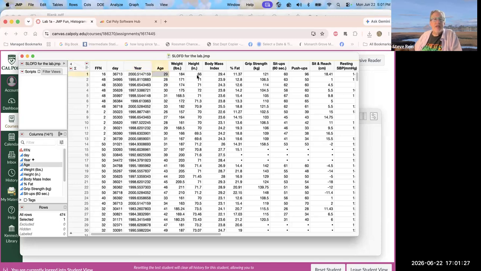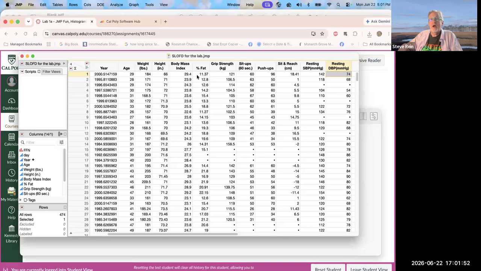But we got information on the age of a firefighter, their weight, their height, their BMI, body mass index, which is their weight in kilograms divided by height squared or something like that. Percent body fat as measured in one of those fatometers, the grip strength, the number of sit-ups, push-ups, etc. that you could do. And eventually we have information on their systolic and diastolic blood pressure at rest.